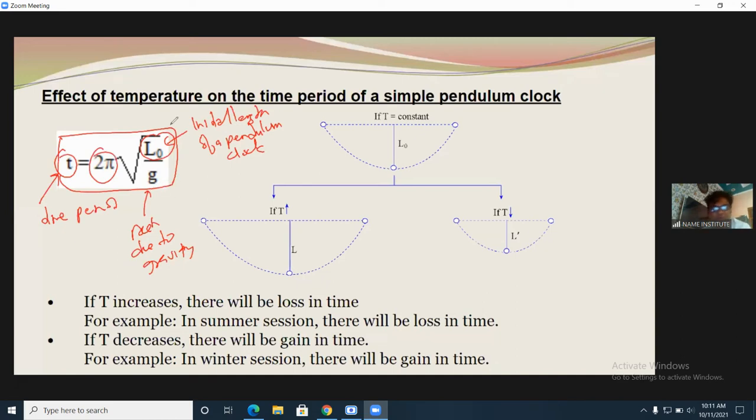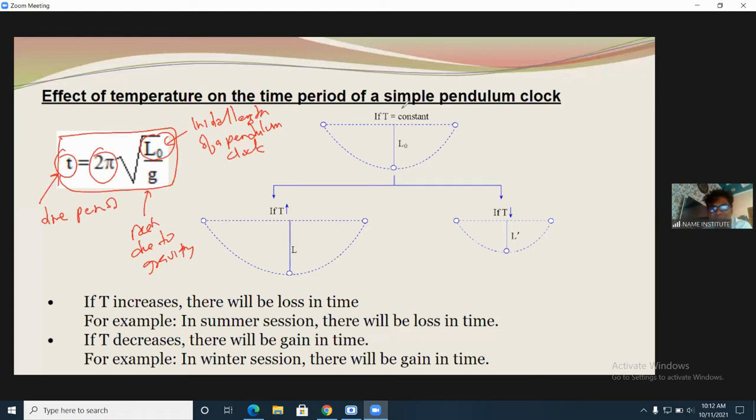Now what is our topic here? The effect of temperature on the time period of a simple pendulum clock. For which condition will there be a loss in time, for which a gain in time, and for which neither loss nor gain in time? We will discuss these parts in class. Where will be the loss in time, where the gain, and where neither? It will be clear with the help of these three diagrams we are taking on the board now.